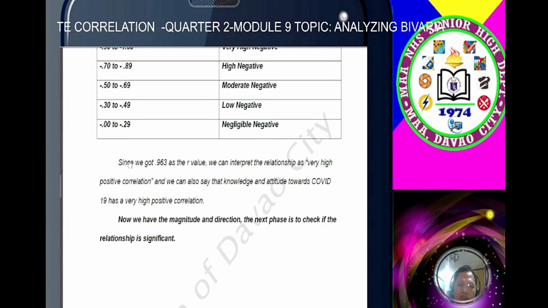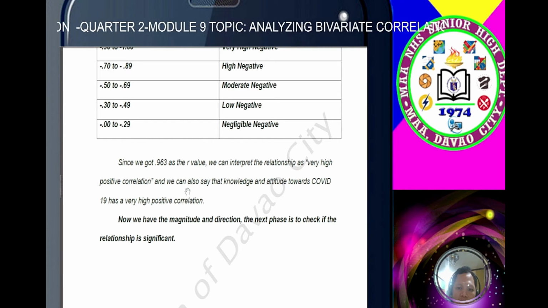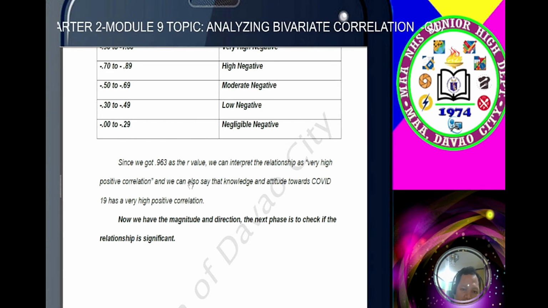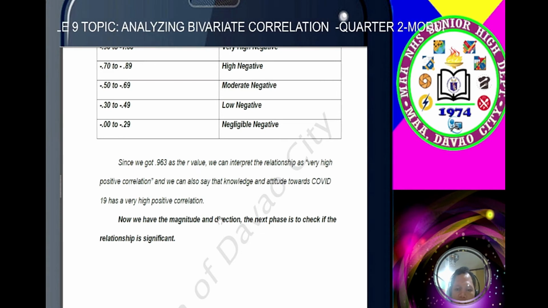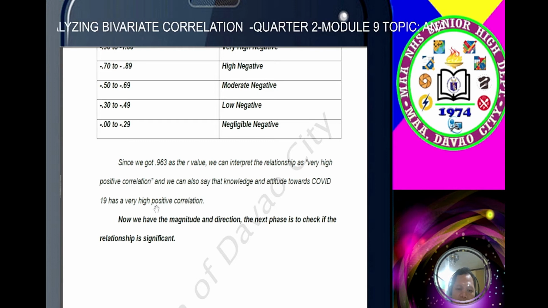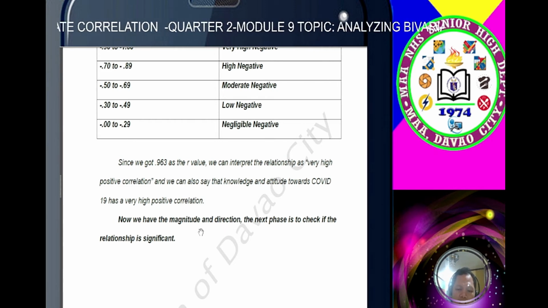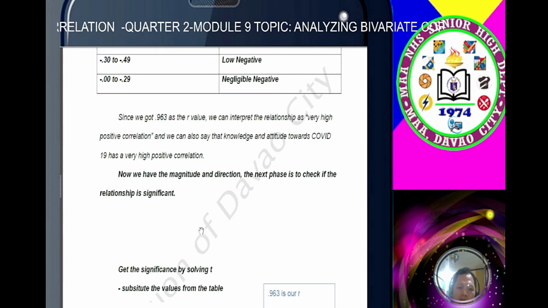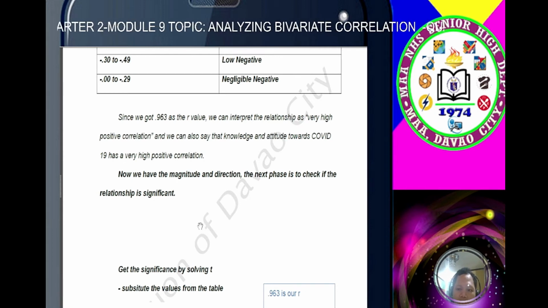Okay, since we got 0.963 as the R value, we can interpret the relationship as a very high positive correlation. So we can also say that knowledge and attitudes towards COVID-19 have a very high positive correlation. Now we have the magnitude and direction. The next phase is to check if this relationship is significant.